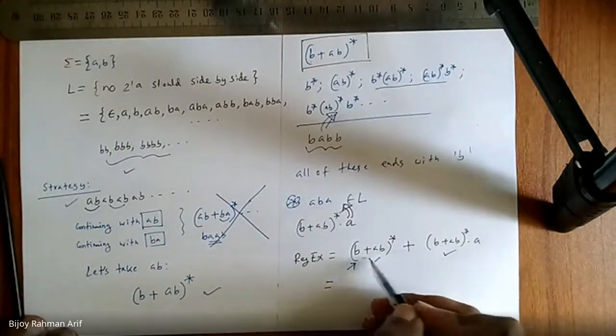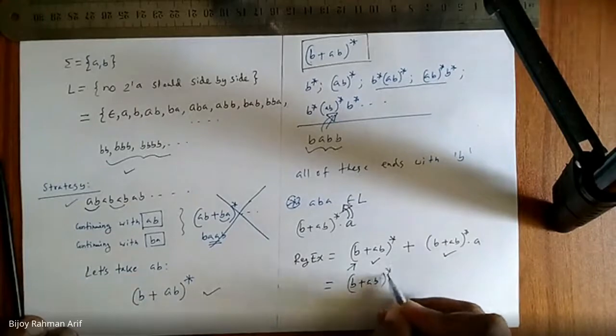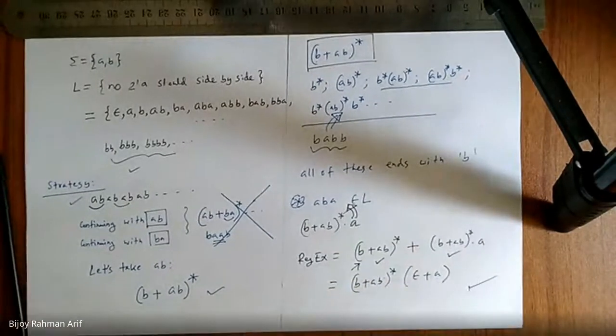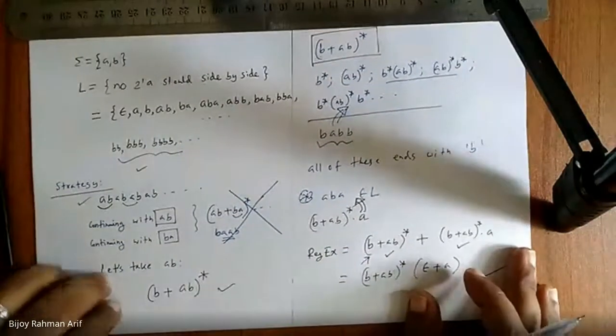So let's consider this is the prefix. If you take this one as prefix, we get epsilon plus. So this is the answer, okay? This is the answer. All right, so this is the analyzing technique. Let's do a little more complicated one.